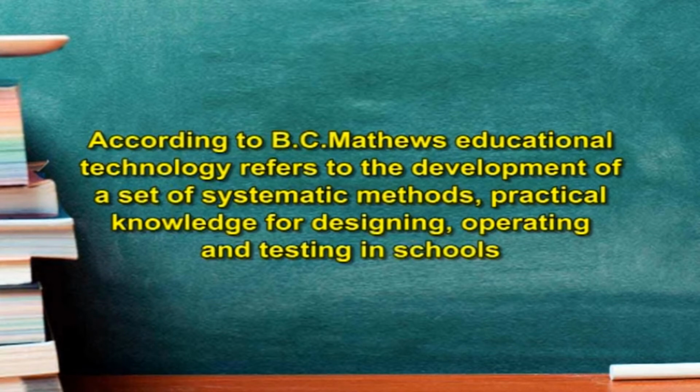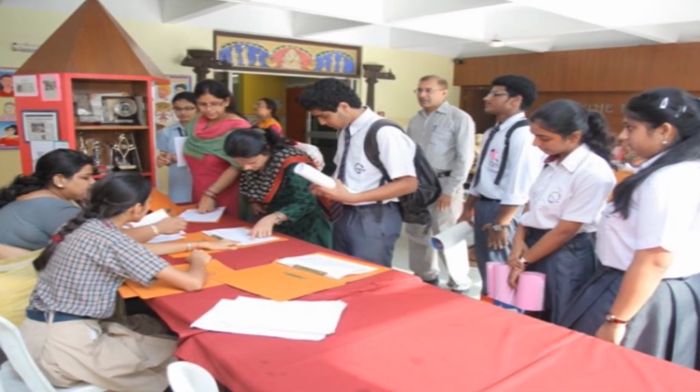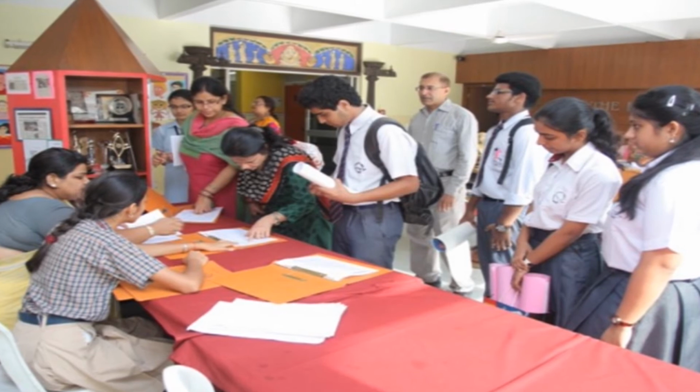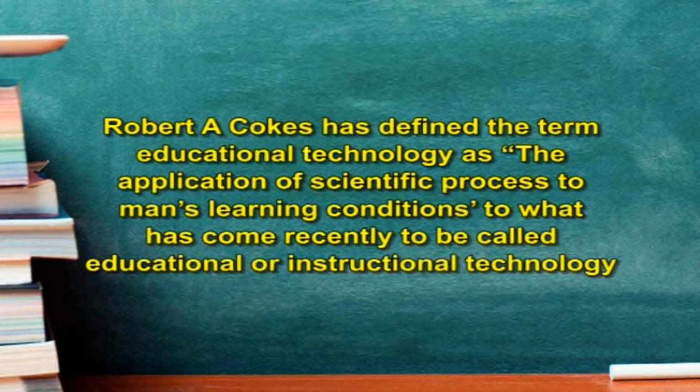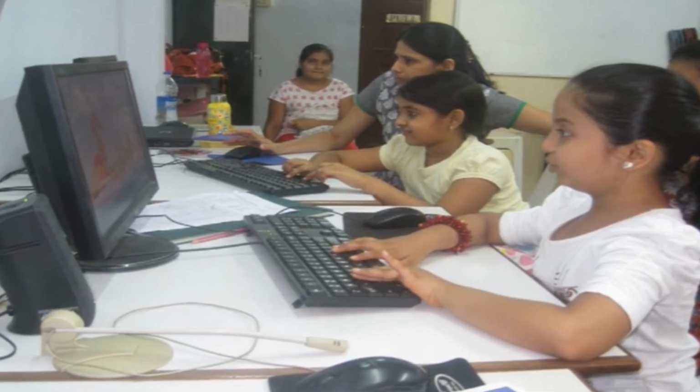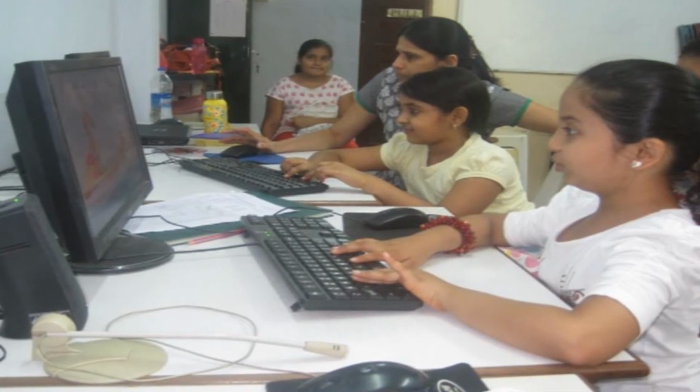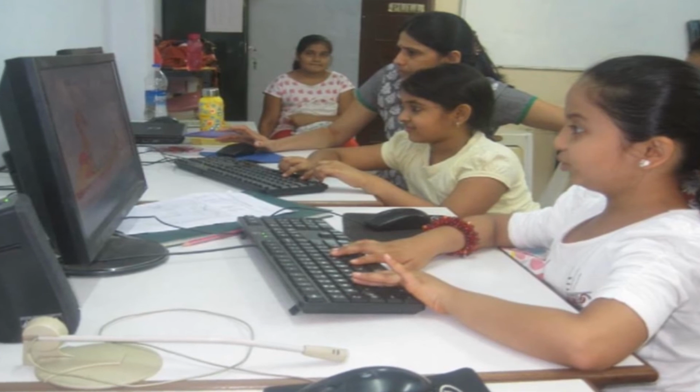According to B.C. Matthews, educational technology refers to the development of a set of systematic methods and practical knowledge for designing, operating, and testing in schools. He emphasized the development of teaching methods and skills for testing the performance of students. Robert A. Cox has defined the term educational technology as the application of scientific process to man's learning conditions, to what has come recently to be called educational or instructional technology. In this definition, R.A. Cox has given major stress on the application of learning conditions for child development.